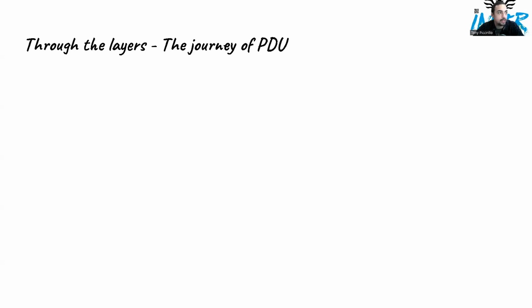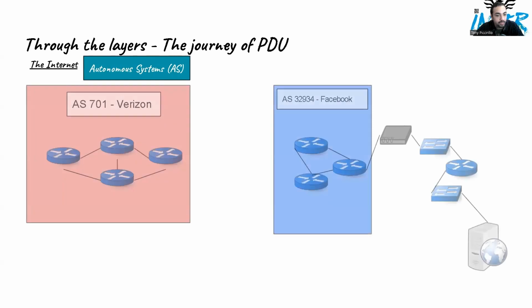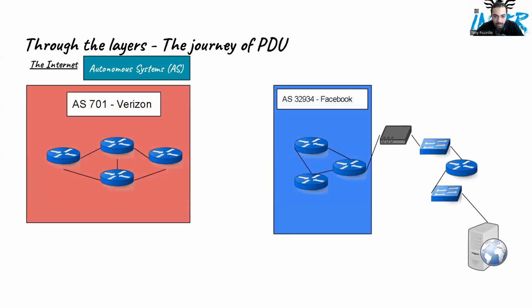Now let's talk about the internet. As we mentioned at the beginning of this workshop, the internet is filled with autonomous systems. Here we have an example of two autonomous systems. On the left side, AS701 is the Verizon autonomous system, which our PDU is currently traveling in.